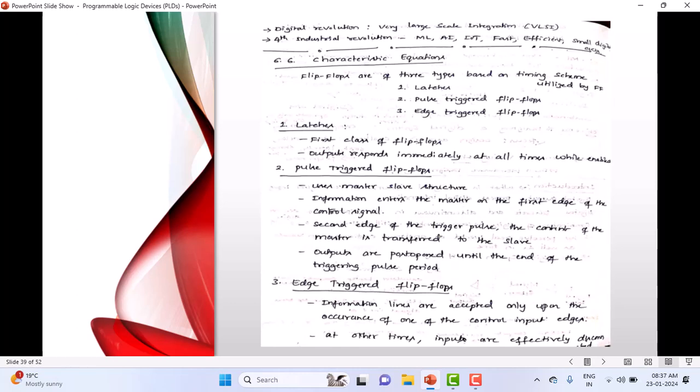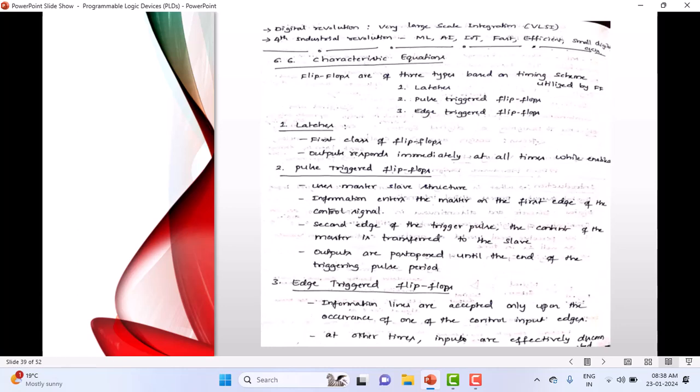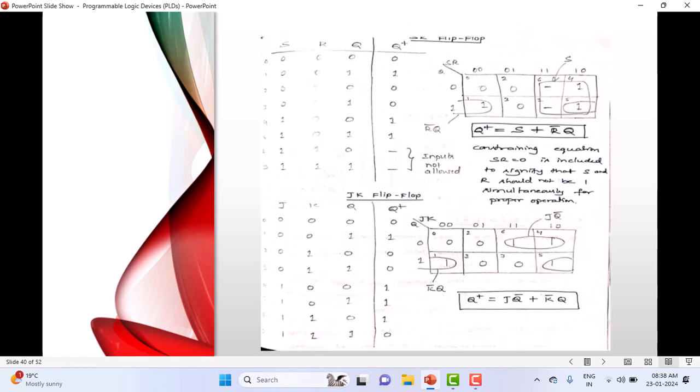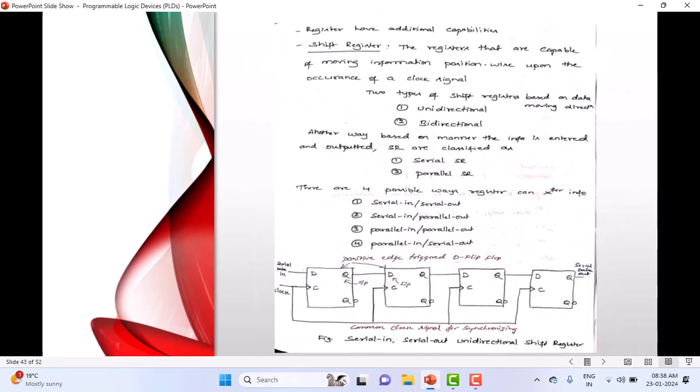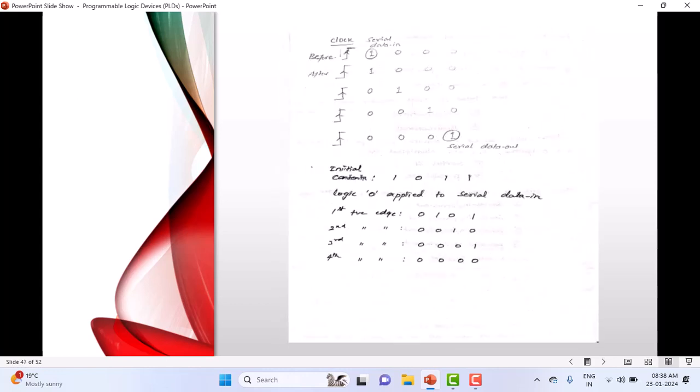And for the edge triggered flip-flop, there is only a minor difference between these two. The edges will change the state in the edge triggered flip-flop, whereas here the pulse will change the state of the flip-flop. Apart from that, there is no difference between the pulse triggered and edge triggered flip-flop. Before I move to the next one, let us see the characteristic equation. I already told you what we mean by characteristic equation. I have a couple of points to discuss related to it.